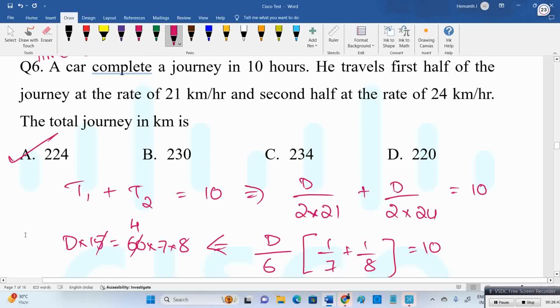Total distance is considered as D. First half of the journey, I clearly mentioned, is half of the distance, not half of the timing. Okay, so always look into this type of thing clearly.